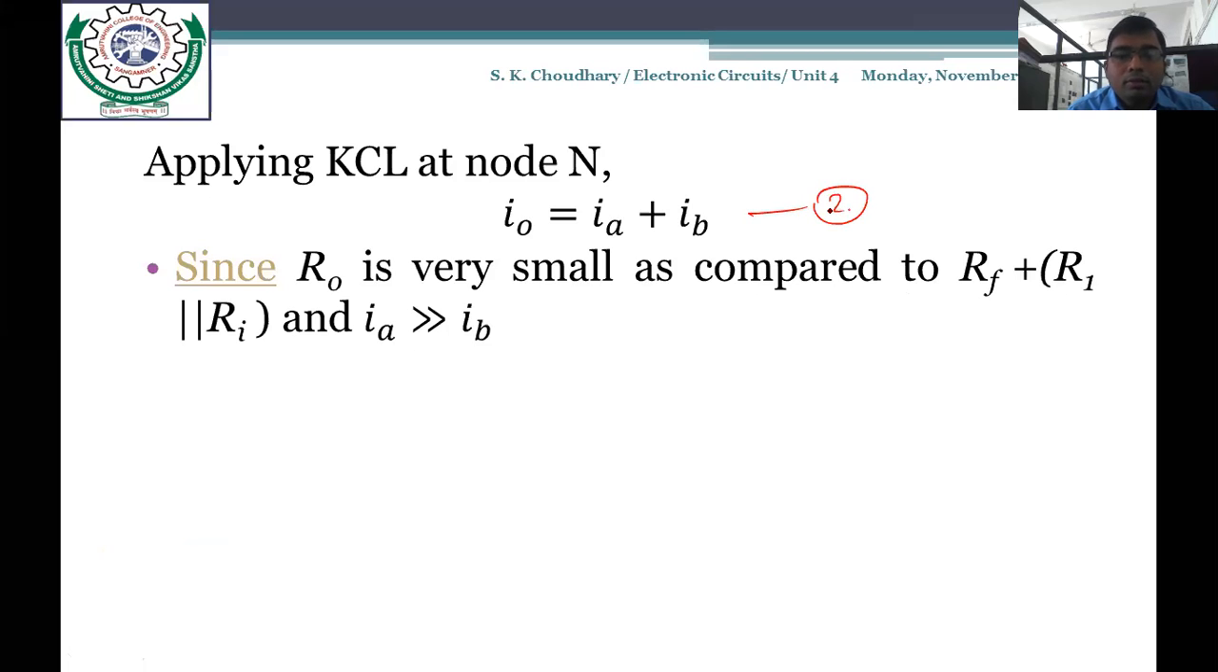And then since R naught is very small as compared to RF plus R1 parallel RI, you can assume that IA is very much larger than IB. How this is, you can see from the diagram. What I am saying is, RF plus R1 parallel RI is very much larger than R naught.